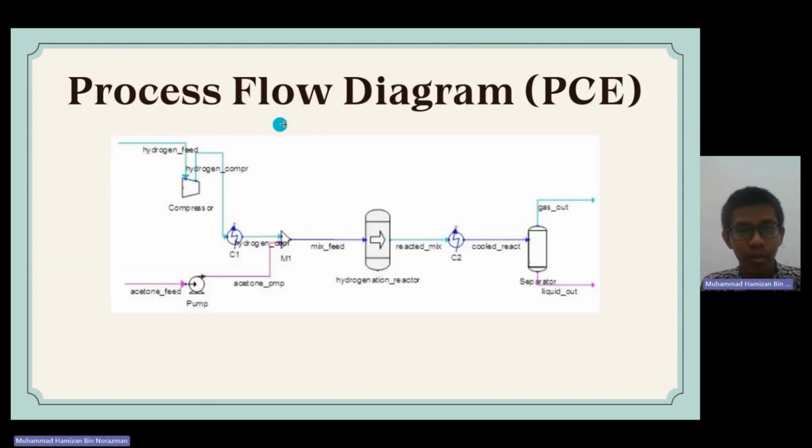So here is our process flow diagram for the production of isopropyl alcohol. We have two feeds, hydrogen and acetone. Both of these feeds will be pressurized using a compressor and a pump respectively. After the hydrogen compressed feed is cooled down using a cooler, these two feeds will be mixed into a mixed feed using a mixer. This mixed feed will then be fed to a hydrogenation reactor, which will make them undergo a reaction to produce isopropyl alcohol.